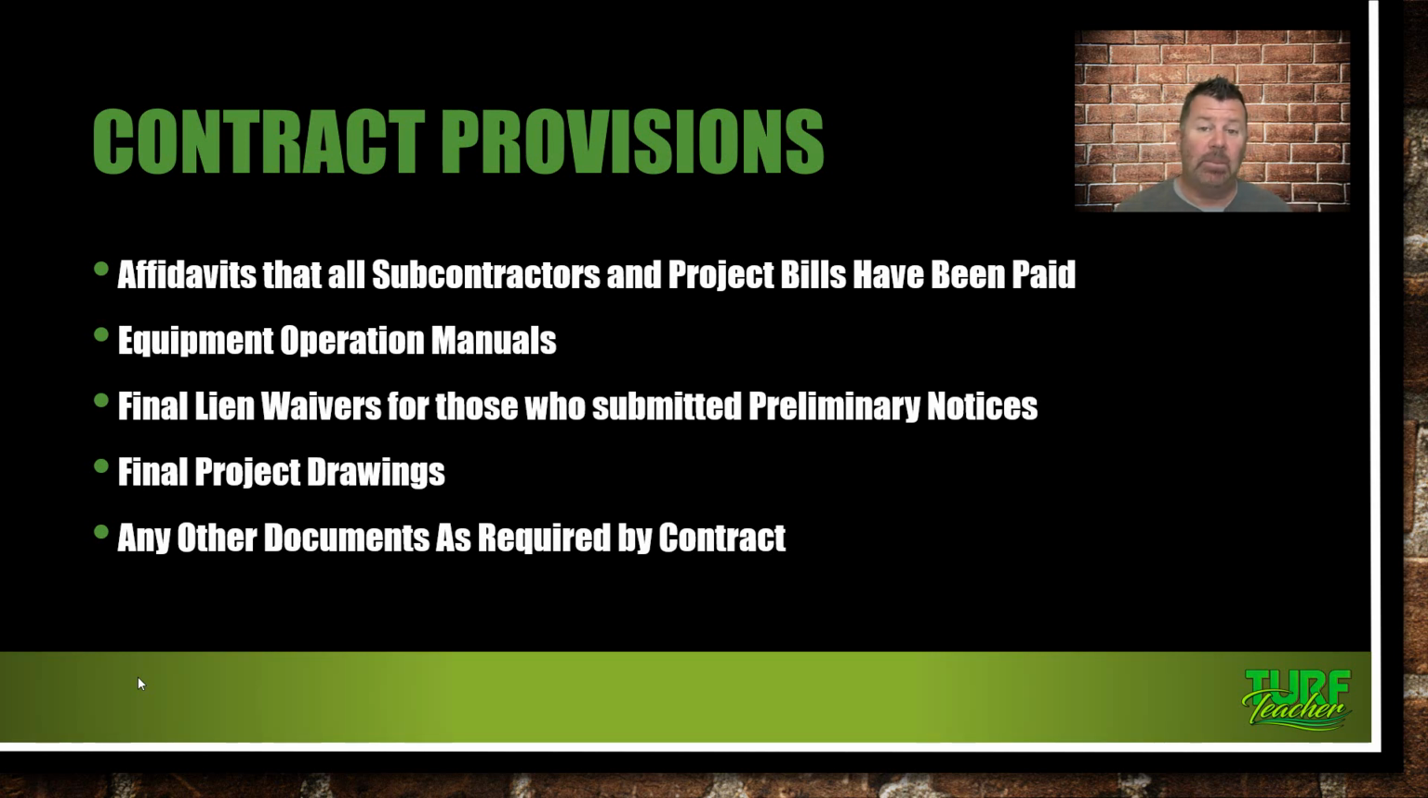Provisions, affidavits that all subcontractors and project bills have been paid. It's kind of hard, guys, because a lot of you have 30 days to pay your suppliers. So you go and get the stuff. You've got to sign all these lien waivers and affidavits that you've paid them before you can get paid. Equipment operation manuals, final lien waivers for those who had submitted preliminary notices, and the final project drawings. You may have to submit that record drawing or as-built for the irrigation system before you can get that final payment. And then any other documents as required by the contract.